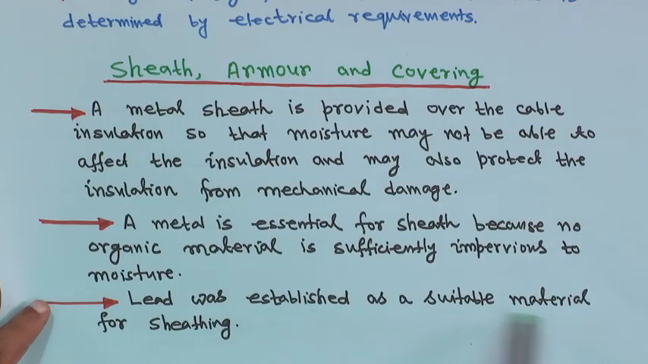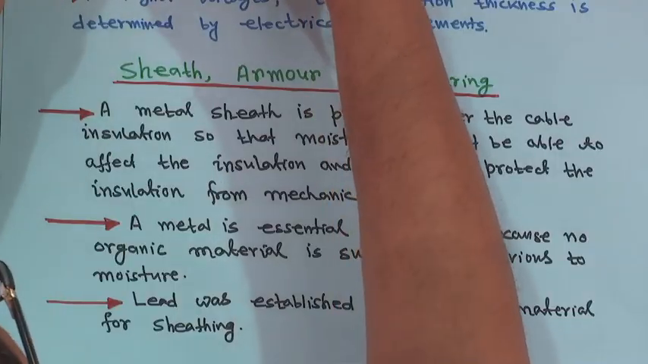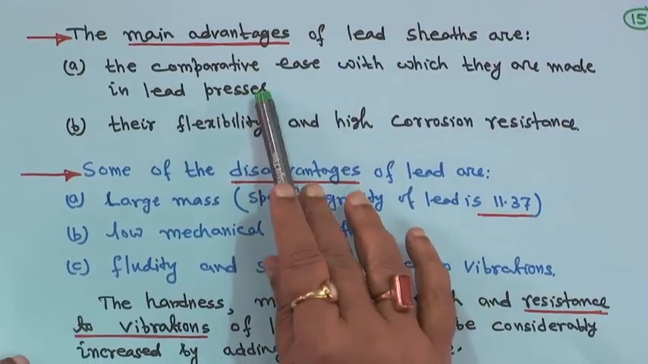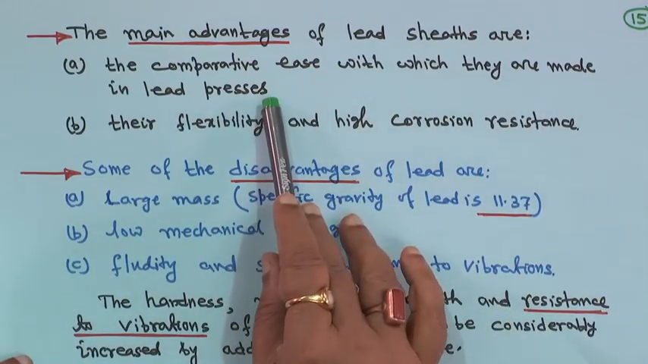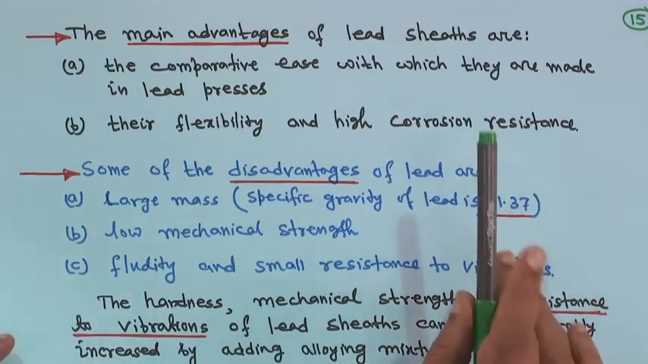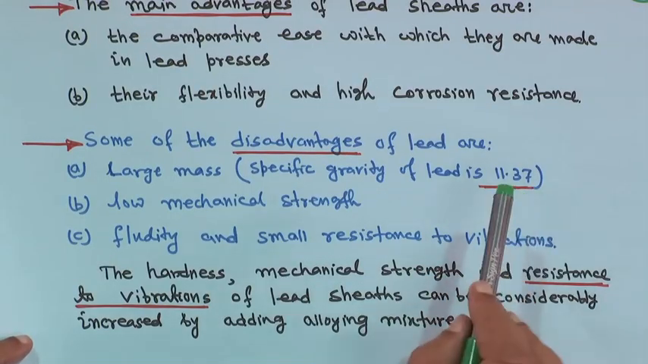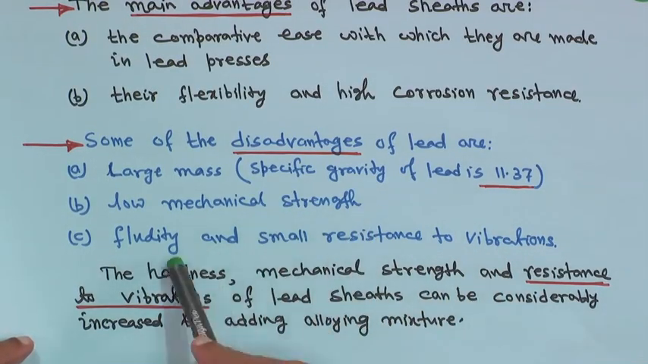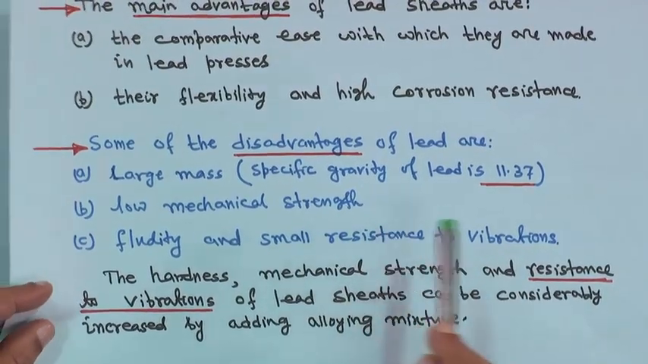Lead was established as a suitable material for sheathing, but later we will see that lead has a very high specific gravity compared to aluminum. The main advantages of lead sheath are the comparative ease with which they are made in lead presses, their flexibility and high corrosion resistance. The disadvantages are large mass, because the specific gravity of lead is 11.37, low mechanical strength, fluidity and small resistance to vibration.